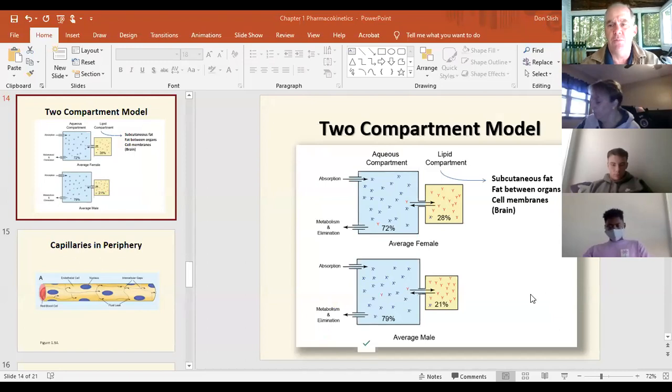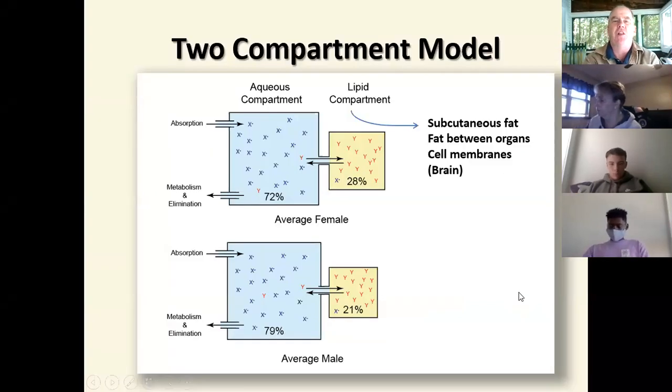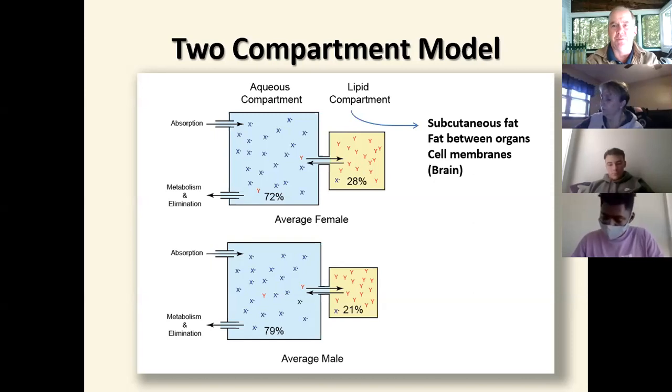Okay, so two-compartment model. Again, I briefly mentioned this last time, so here's where we really want to talk about it, because it'll come into play a lot with all our drugs. So your body really isn't made of two compartments. It's two theoretical compartments. One is the water compartment, which is cytoplasm inside your cells. The blood is mostly water. Interstitial fluid is water. So those are your water compartments.